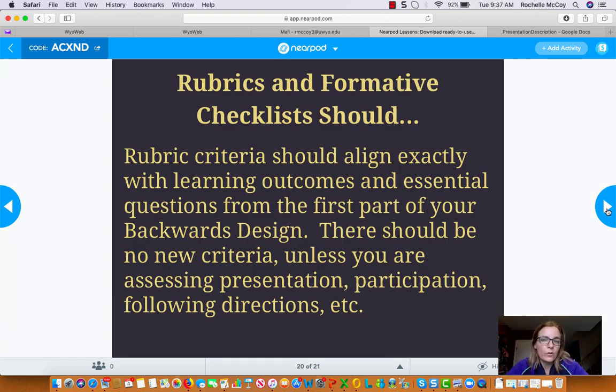Okay, so the rubric and formative checklist. This is just what they should include. They should align exactly with your learning outcomes and essential questions from Part 1. And there should be no new criteria unless you're doing presentation, participation, or following directions. It's always good to add participation in there, just so students participate.